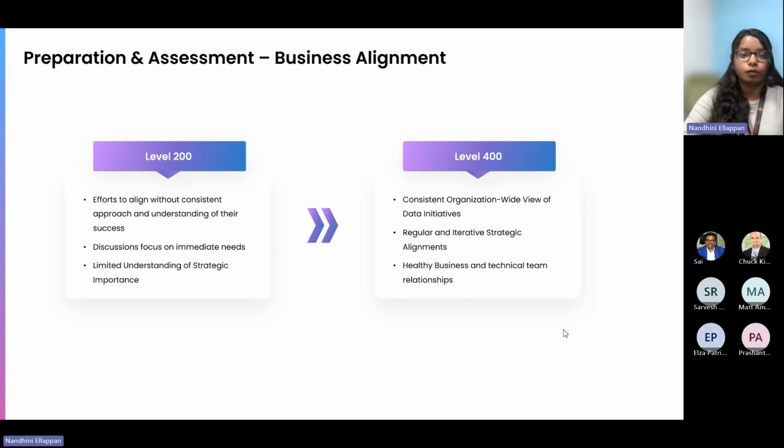So based on these evaluation points, we can confirm that we are at level 200 in terms of business alignment. And let's say our future goal is to get to level 400, which is efficient. In order for them to reach this level, they need to follow certain steps and create a unified data strategy plan that aligns with the business goals. And they need to have continuous monthly or quarterly meetings with the same group of people to ensure that any changes in the business objectives are reflected in the data strategy.